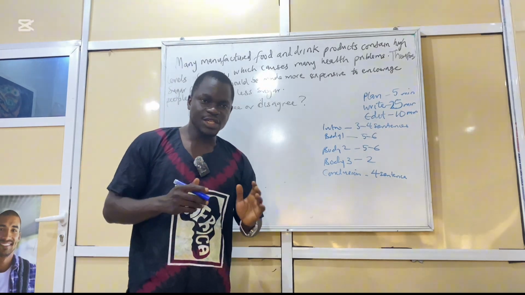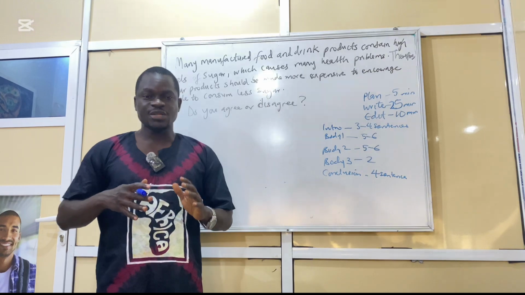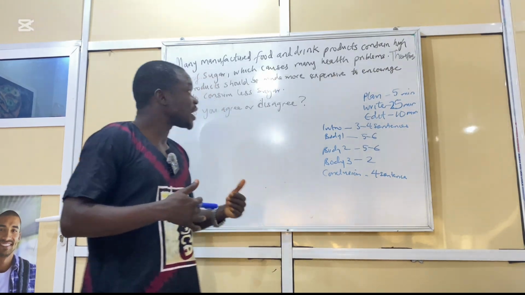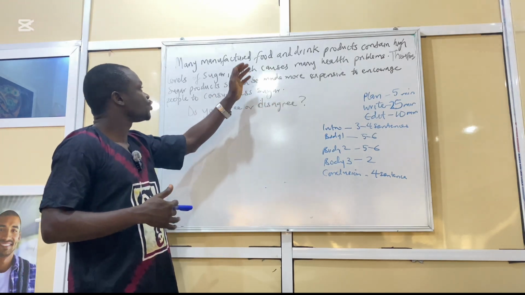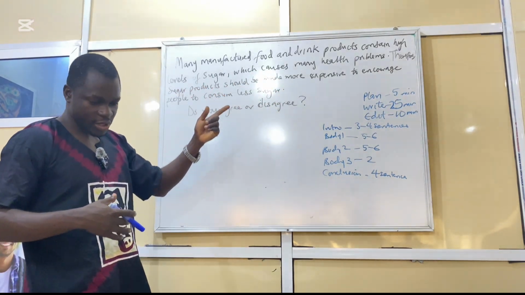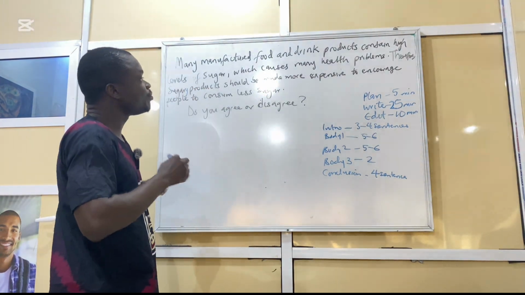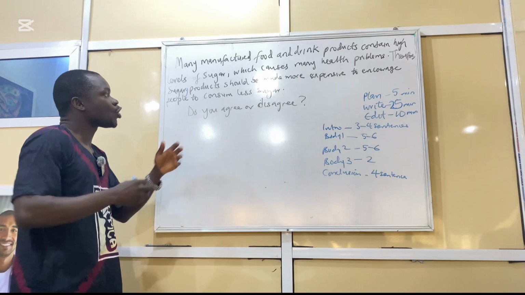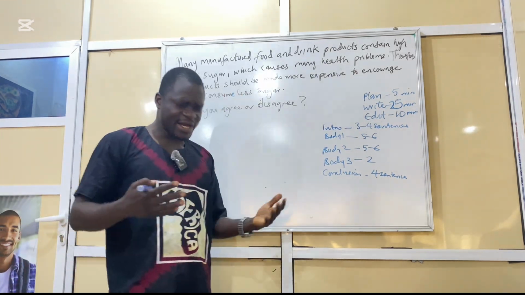Under my planning stage, what I want to do is to write out my points. So if I want to agree that many modern food products contain high levels of sugar, which causes this, therefore sugary products should be made more expensive to encourage people to consume less sugar. Good. So do I agree with that?